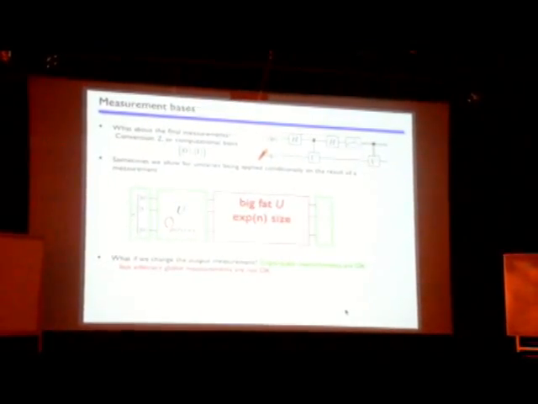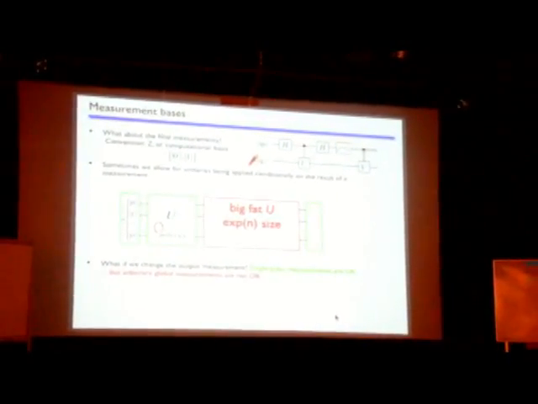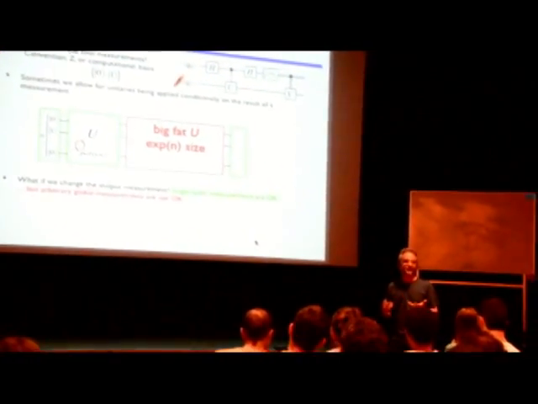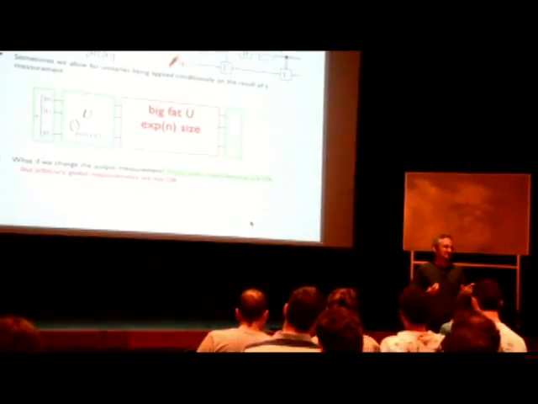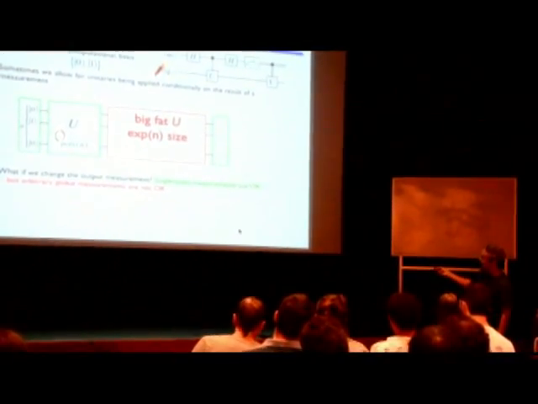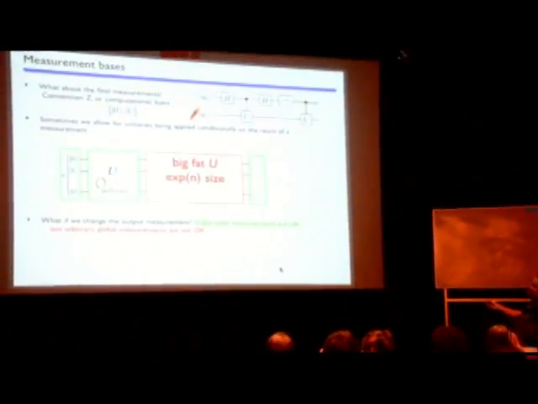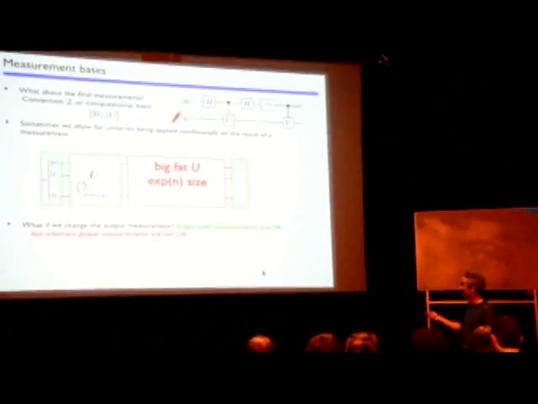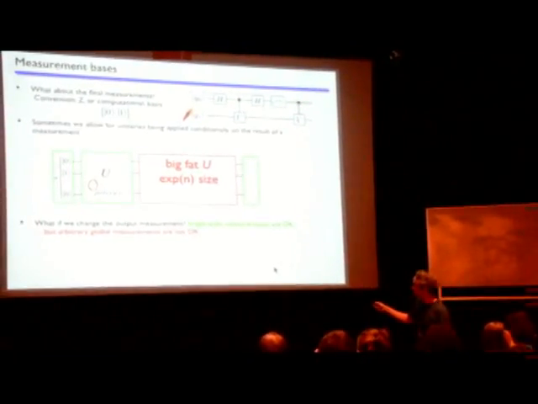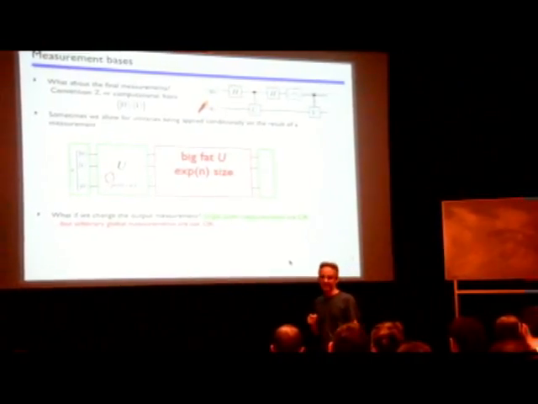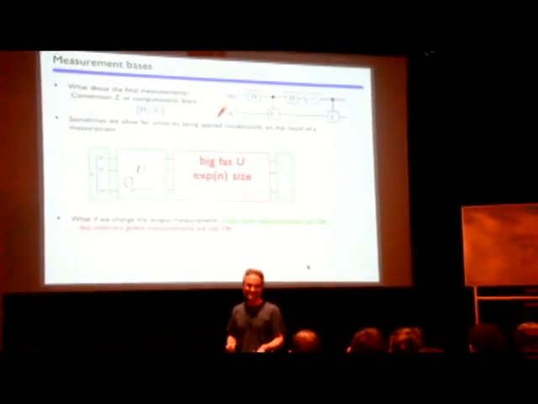So basically what I'm saying is, a basis of many qubits is a very complex object. In order to do the equivalent thing of measuring in a global basis, you have to, in general, do this big fat unitary, which can be of exponential size. It can involve a number of gates which scales exponentially with the number of input qubits you have. Okay? So this is cheating, right?